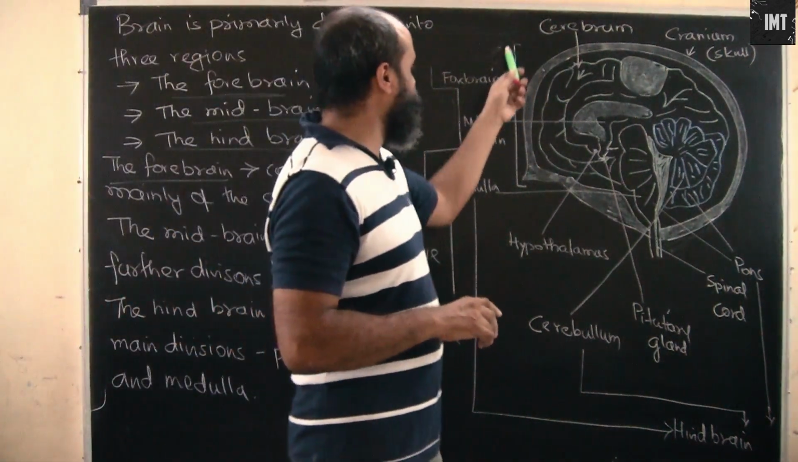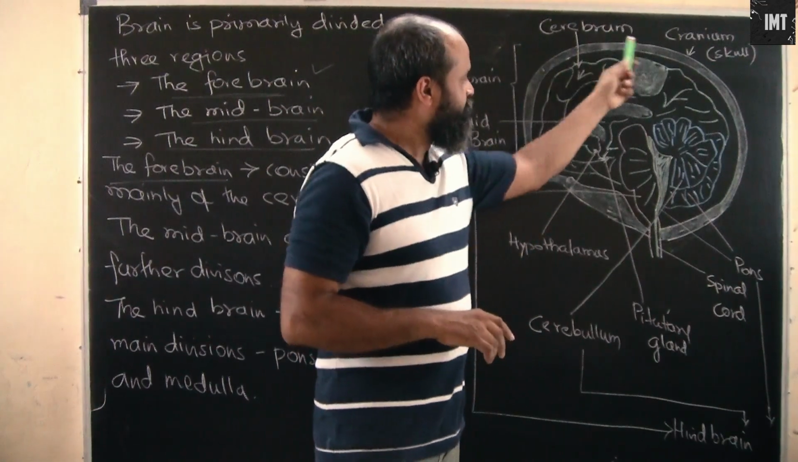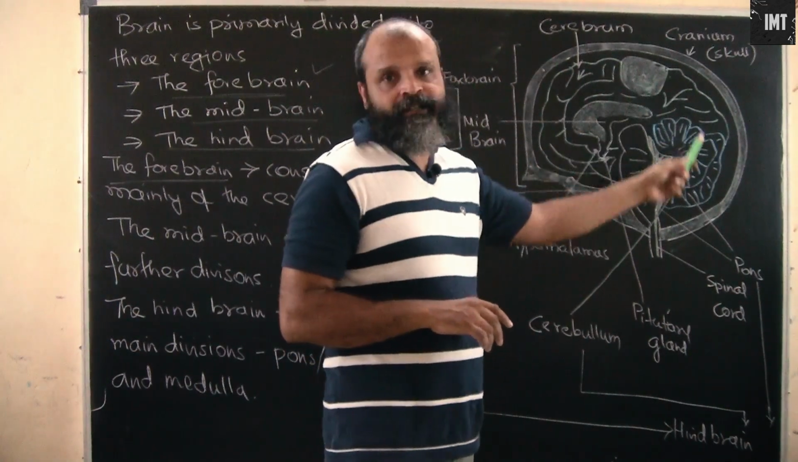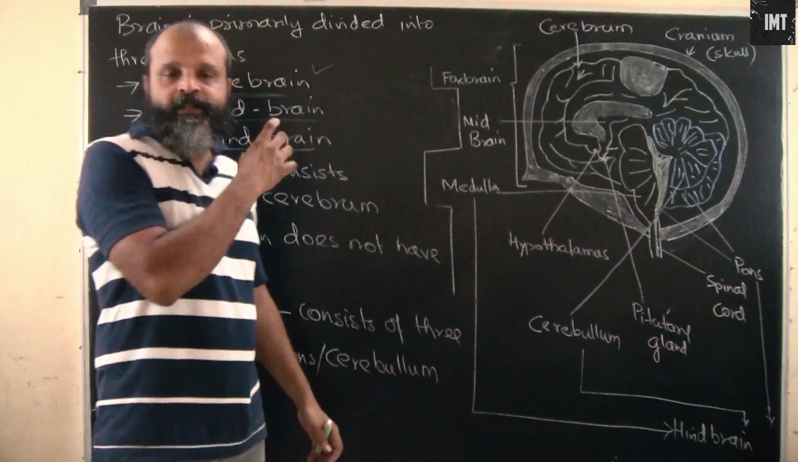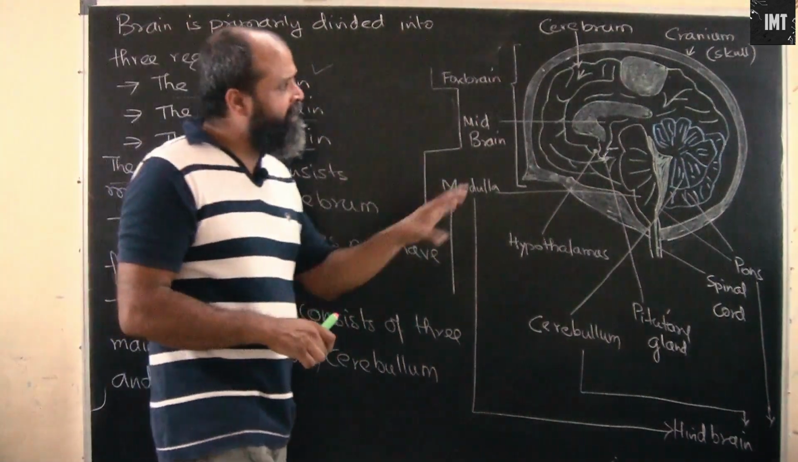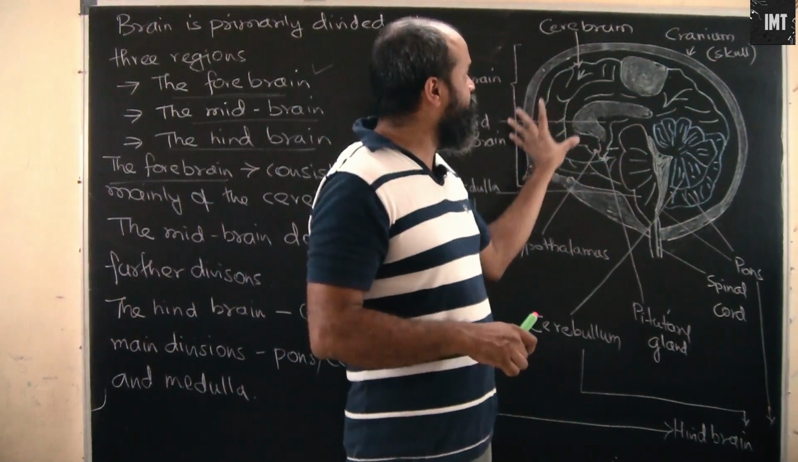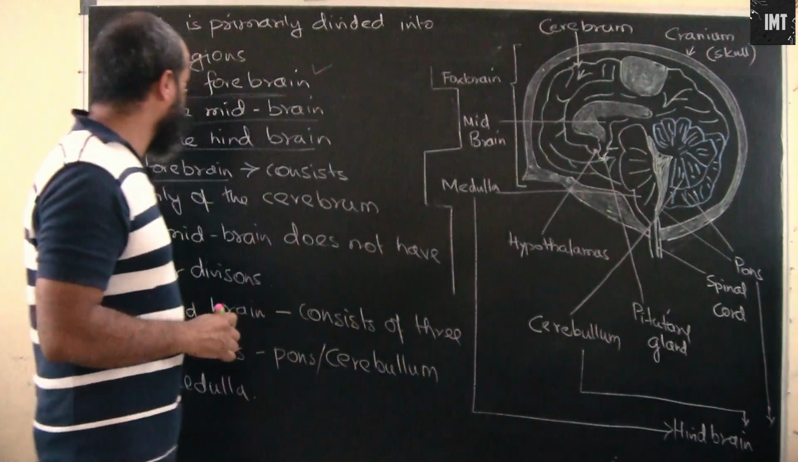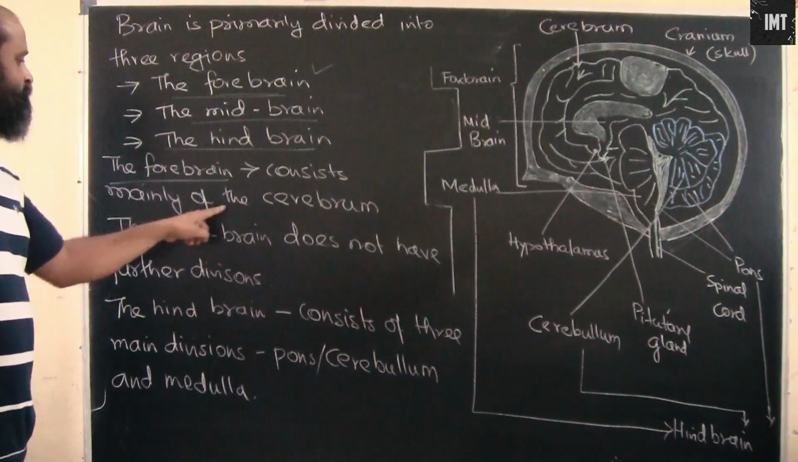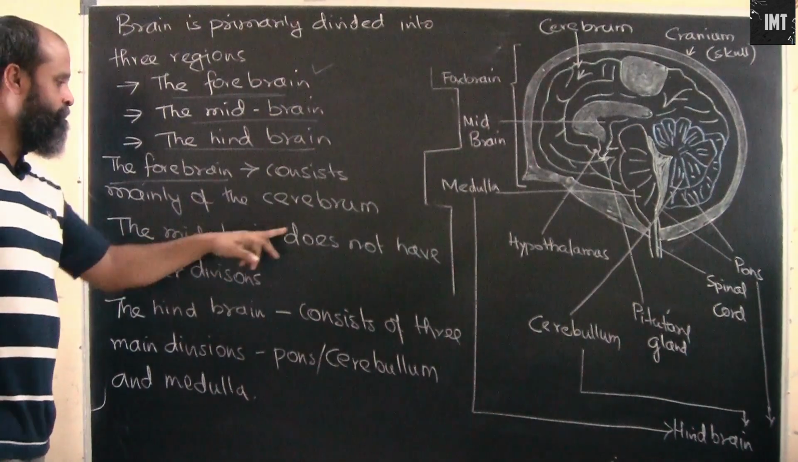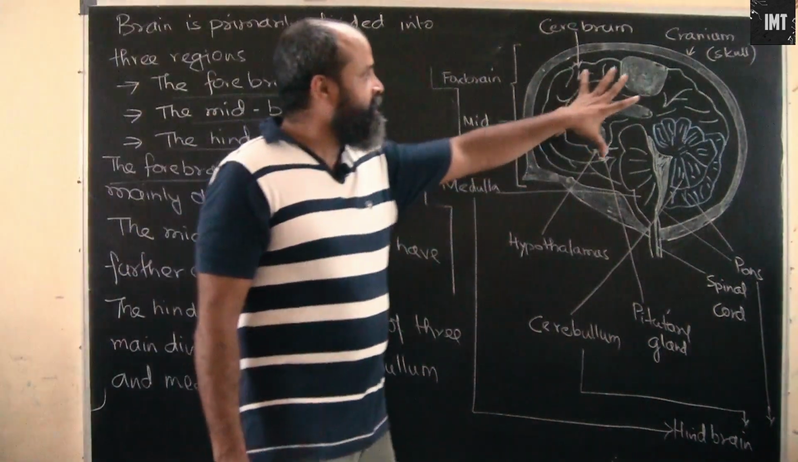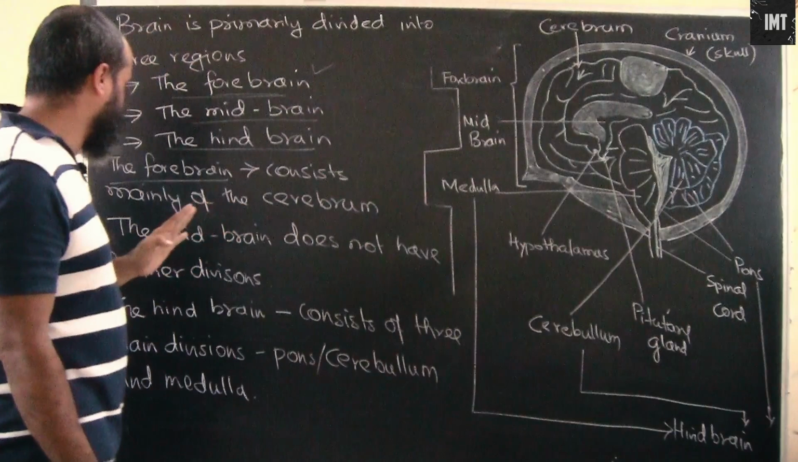If you see the forebrain here, the entire folded structure, the pinkish part that you see if you watch in videos, is called the cerebrum. The forebrain consists mainly of the cerebrum. The midbrain does not have any further divisions.